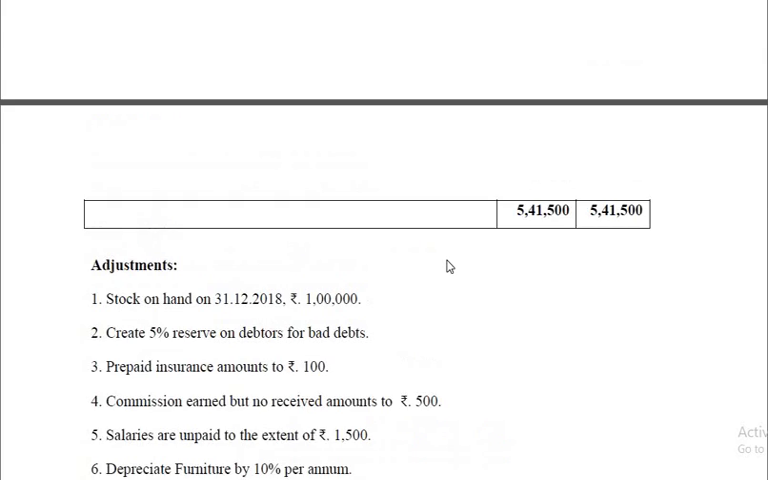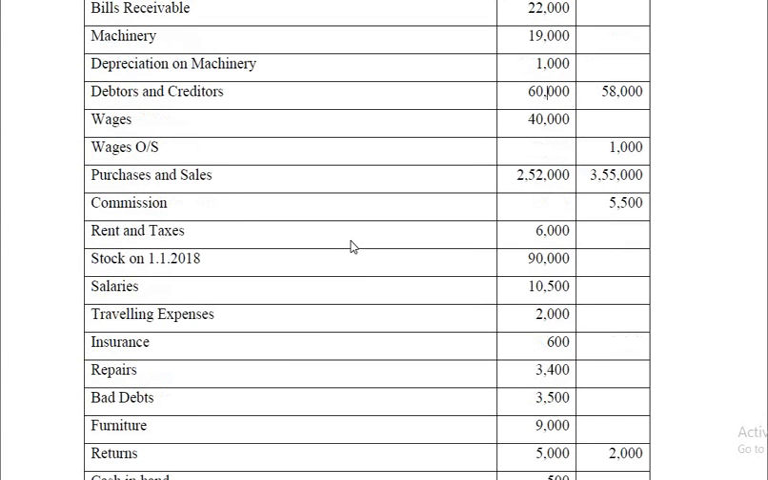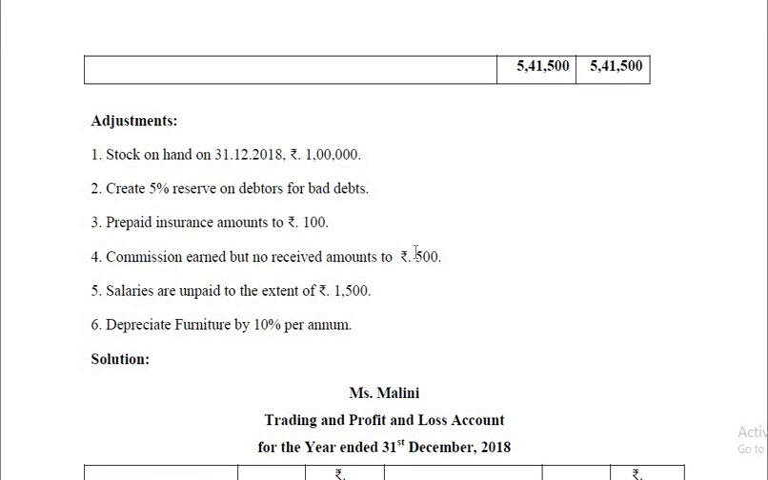Commission earned but not received amounted to rupees 500. So this is added to income. You have been given commission here, 5,500. So this will come to the credit side of profit and loss account, 5,500 plus these 500. So 6,000 should be credited to profit and loss account. And in the balance sheet, since it is an income, it will come to the asset side, commission earned but not received.